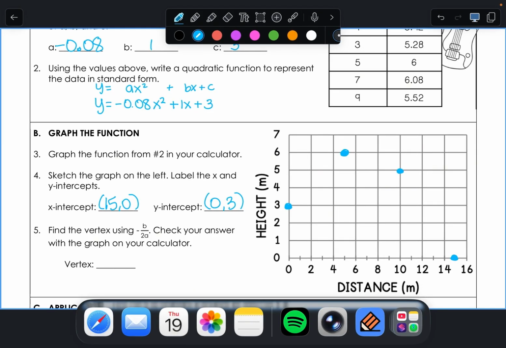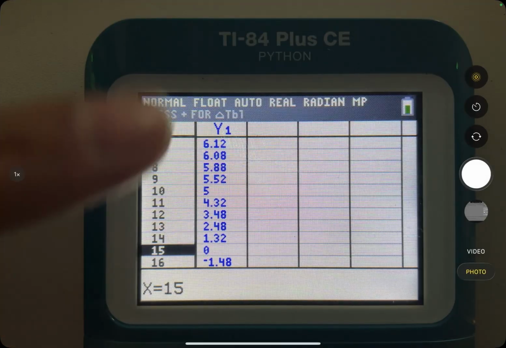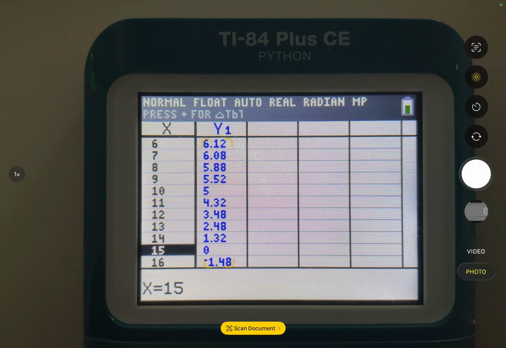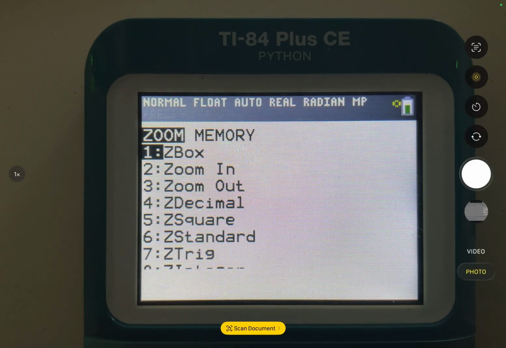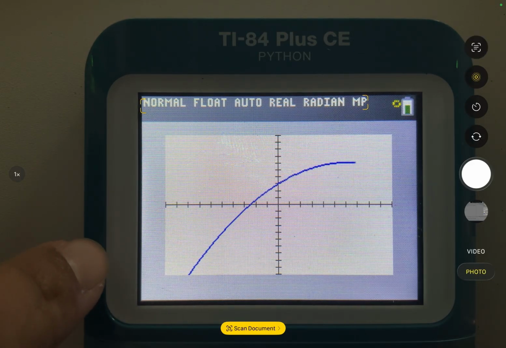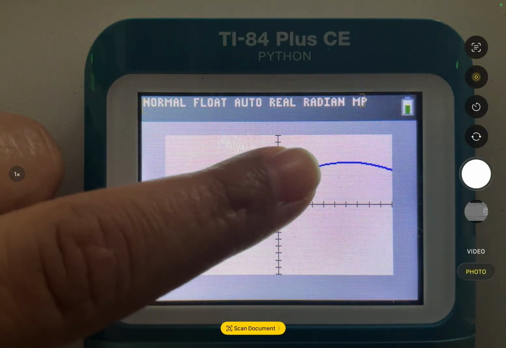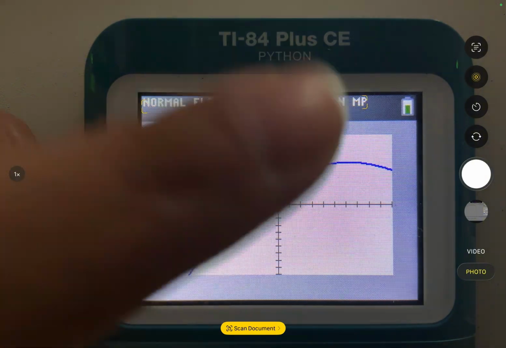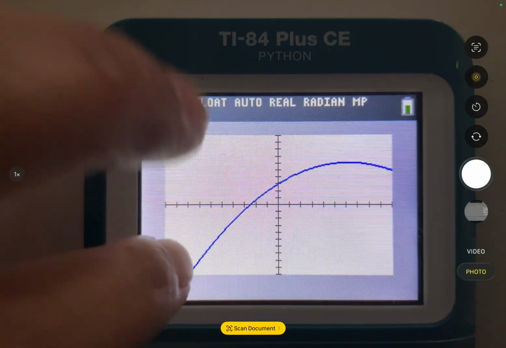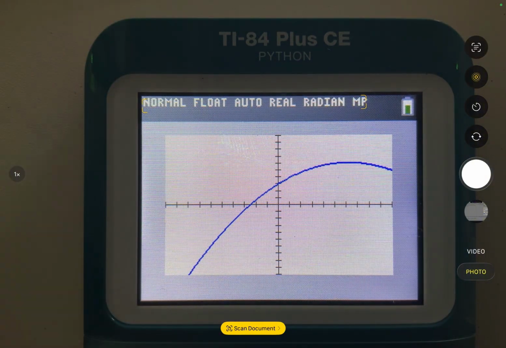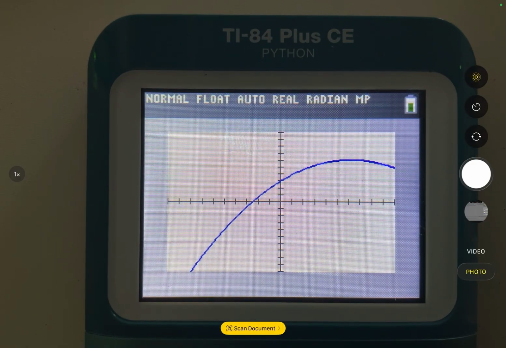How do you press graph? And then you hit zoom. Now, if your graph is zoomed out or if it doesn't look like mine, press zoom 6. Zoom 6.